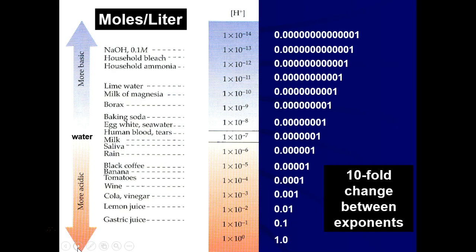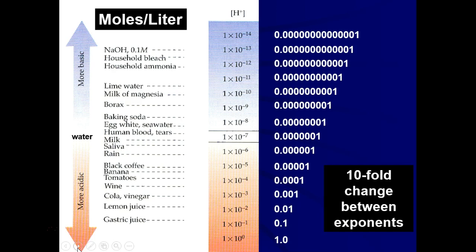All right. Now, if we count the number of decimal places, we start at minus 7 and go to minus 1. So minus 6 would be 10, minus 5 would be 100, minus 4 would be 1,000, minus 3 would be 10,000, minus 2 would be 100,000, minus 1 would be 1,000,000. So if you look at something with 10 to the minus 1, that would be 1,000,000 times more hydrogen ions than water.